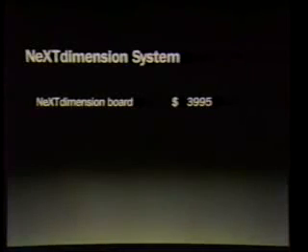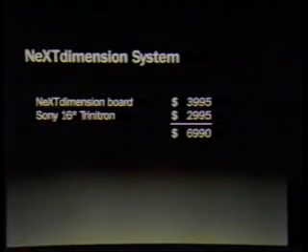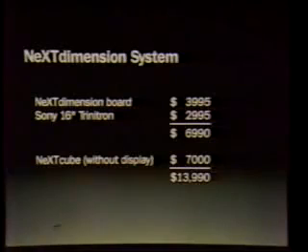Now, in order to get a system, we need a NeXTdimension card, and we're going to be selling the Sony 16-inch Trinitron display for $29.95. And you need a cube, and you can buy a cube without the black and white display, and that's what a NeXTdimension system costs.